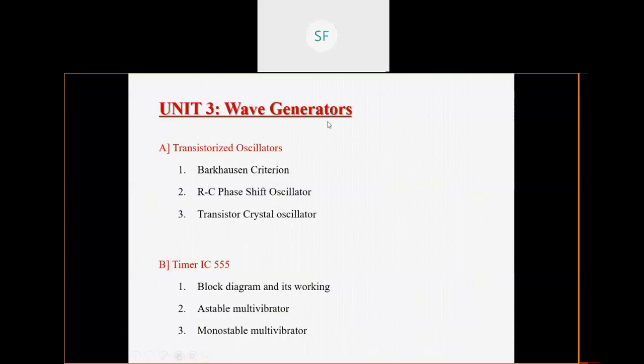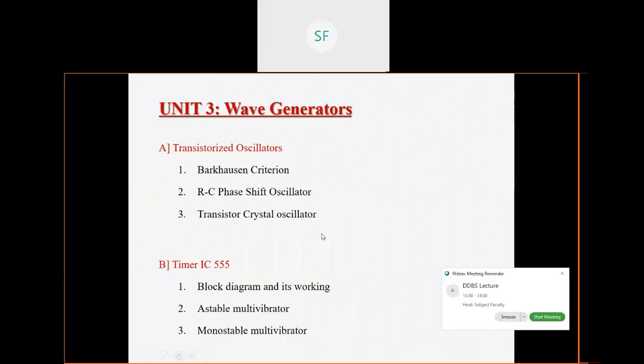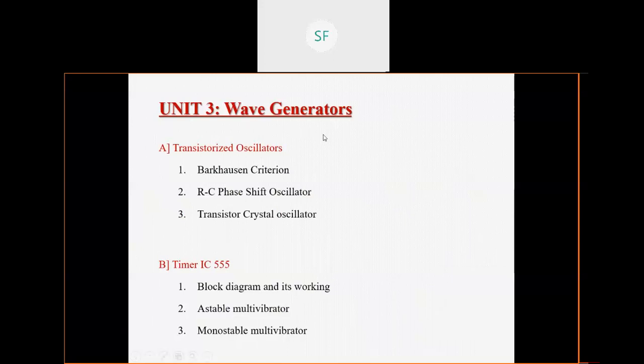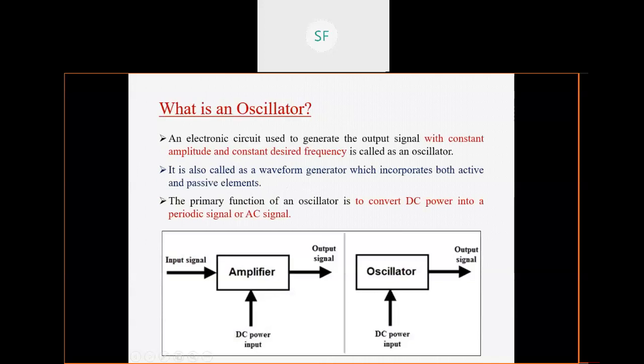Okay. So we have seen what are the topics in our unit number 3. Unit number 3 is also called as wave generators. So we can say that there are two sections: transistorized oscillators and timer IC555. Within transistor oscillators there are 3 topics, and within timer IC555 there are again 3 important topics.